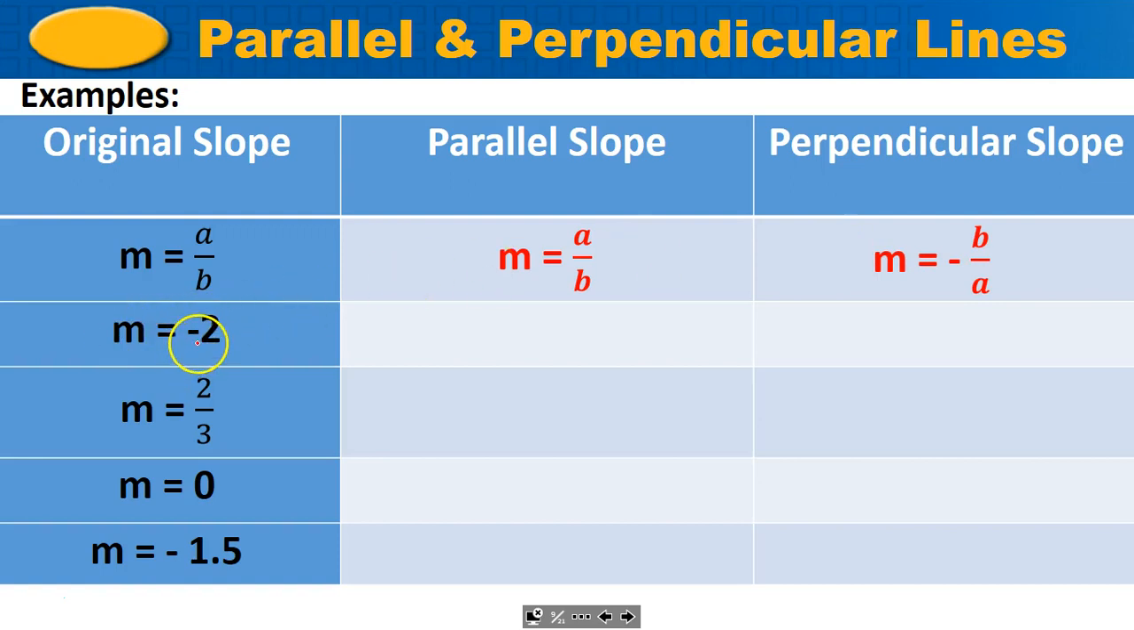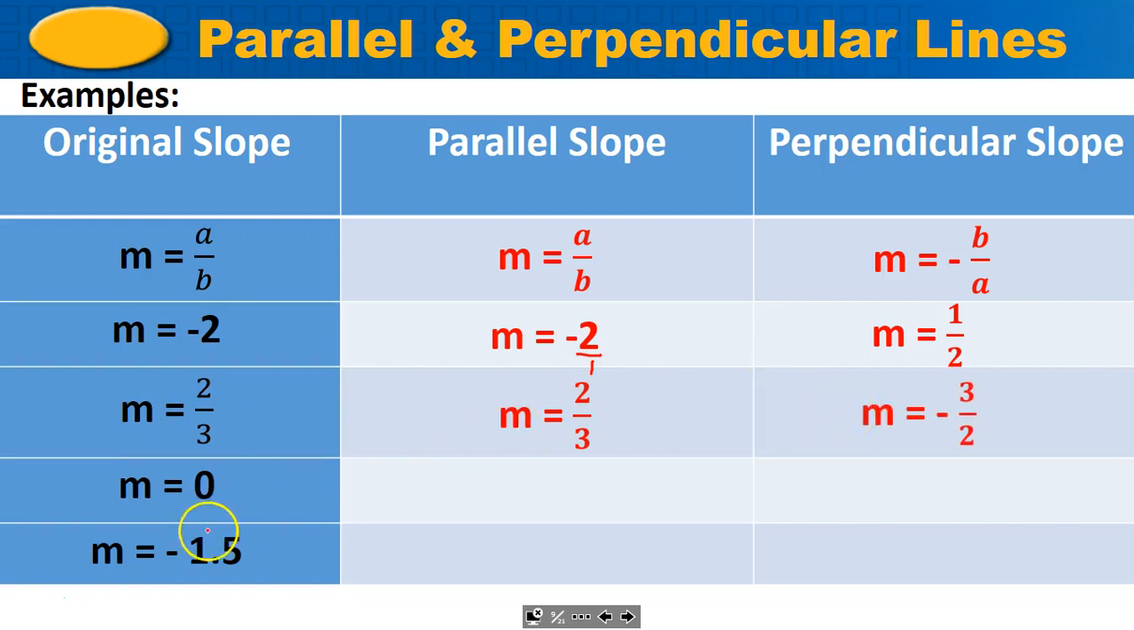With this one, and what I'd really like you guys to do is pause the video, go through and see if you can do these on your own, and then come back to me when you're done and we'll talk through them. Okay, so this would be -2, and remember that's still -2 over 1, right? So when we change the sign, it's going to be +1/2. This one, same slope, is going to be 2/3. When we change the sign, it's going to be negative, and it's going to be -3 over 2.